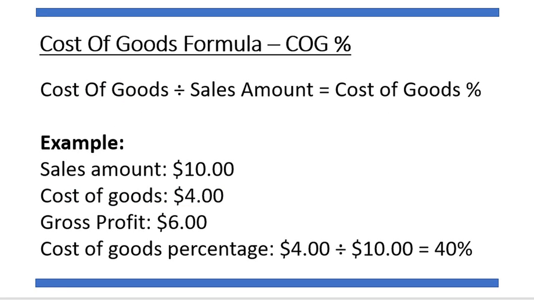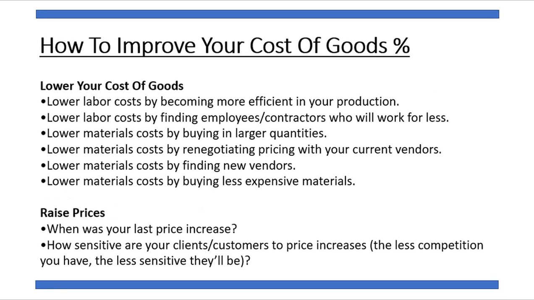So the cost of goods formula, the percentage would be the amount of the cost of goods in relation to the amount of the sale. In this example, you sold something for 10, it cost you 4, and it was 40%. So it cost you 40% of the total price of the sale to produce that product.